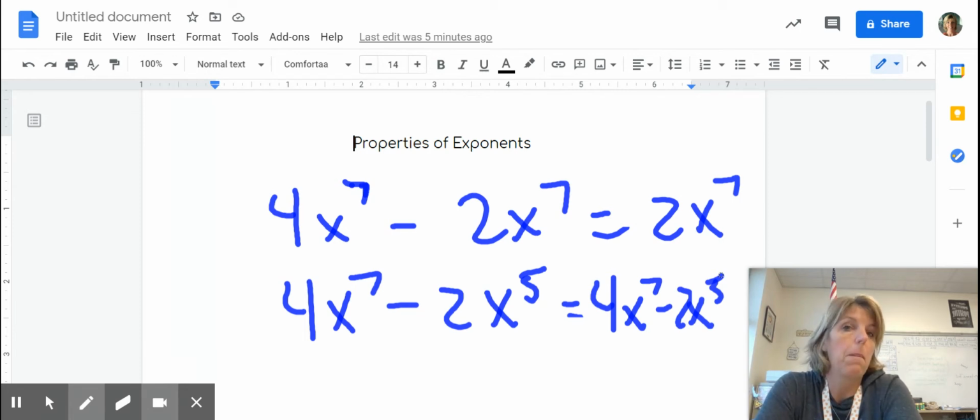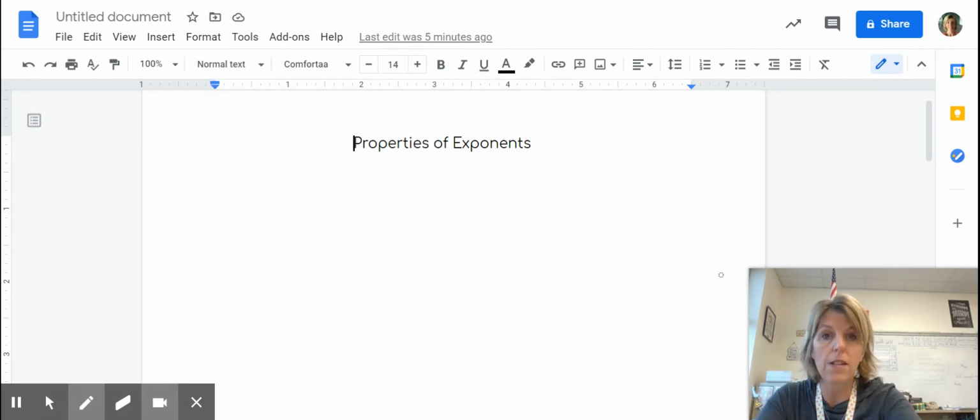We could not combine them into one thing. So it's adding and subtracting. Skill done. 3 to go. All right. Next is multiplying.